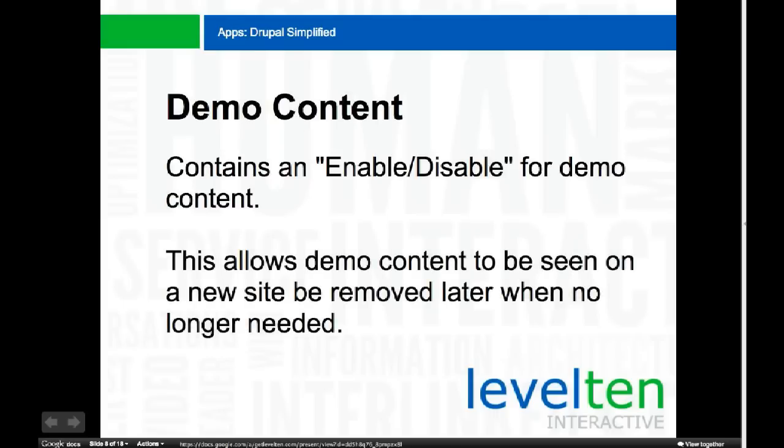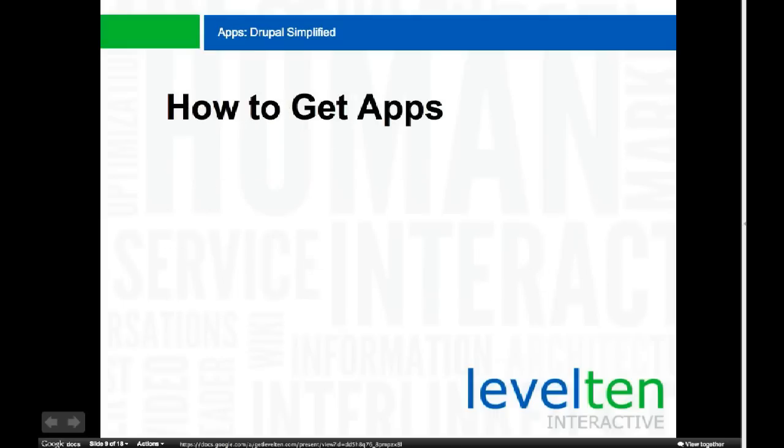There you go. So how do you get apps? Right now all of you guys are probably thinking, this is the coolest thing since sliced bread, right? Yep. Damn right. So how do we get them? Well, the first thing you got to do is you got to realize it's Drupal 7 only. It's not going to be on Drupal 6. So you got to have a Drupal 7 site.